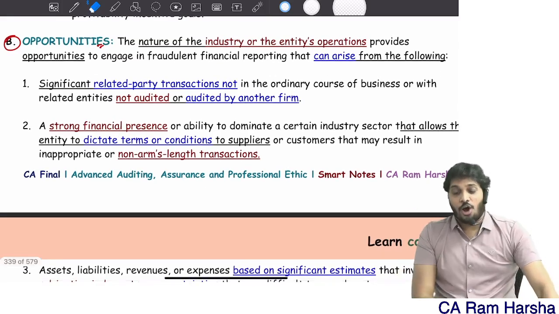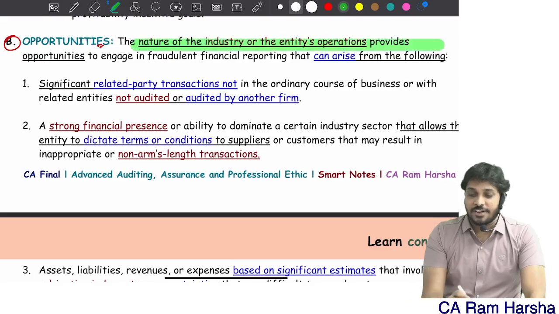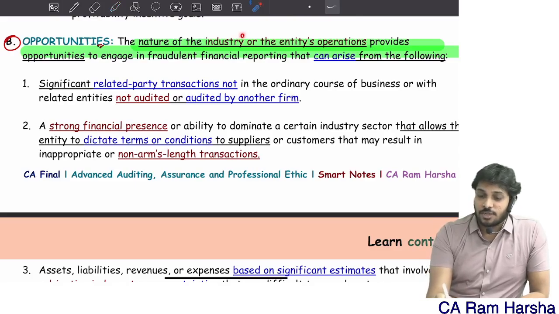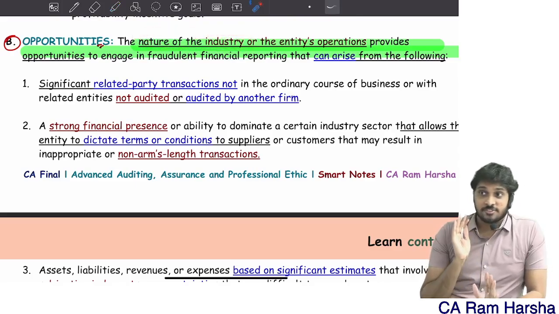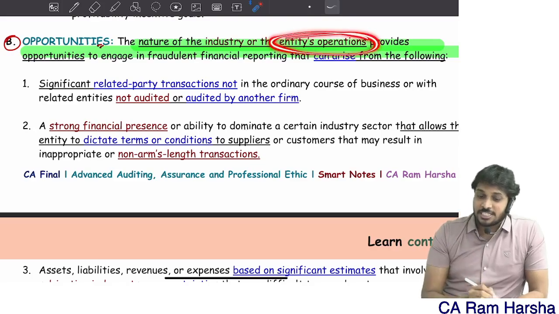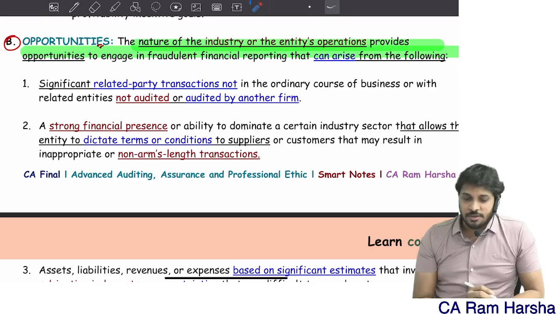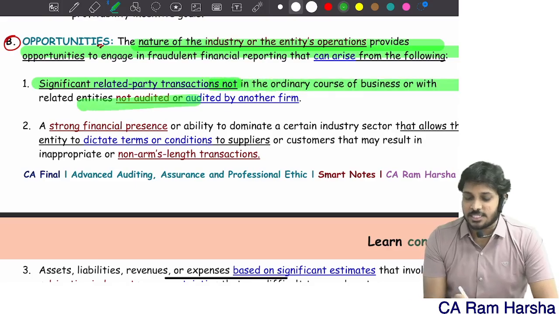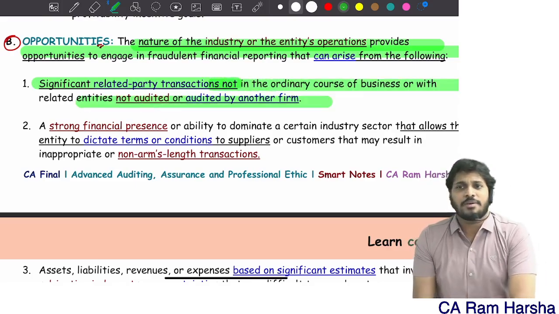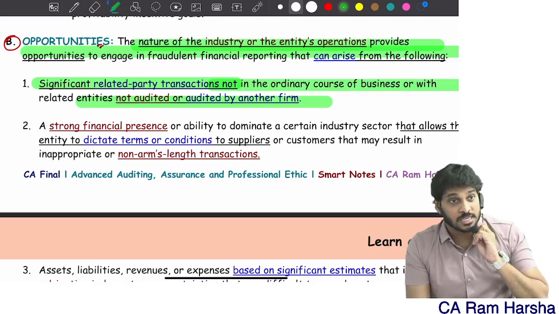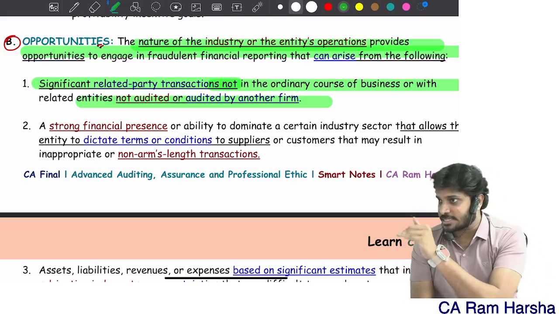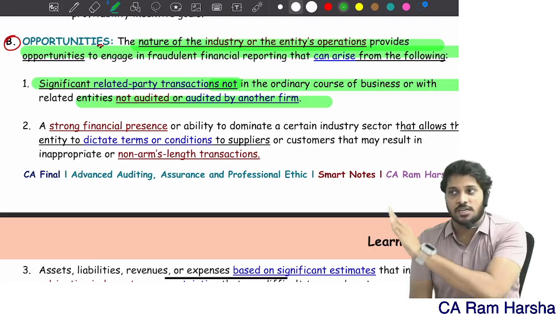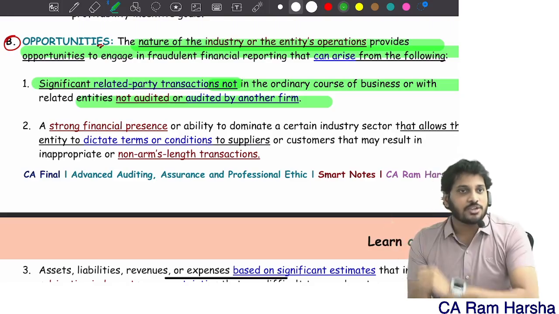Next, opportunities. The nature of industry or the entity operations gives some kind of opportunities. For example, significant related party transactions not in the ordinary course of business. What do you mean by related party transactions not in the ordinary course of business? Substantial discounts were given. That's an example. Terms and conditions were altered after the transaction was entered into, that's also not in the ordinary course of business.